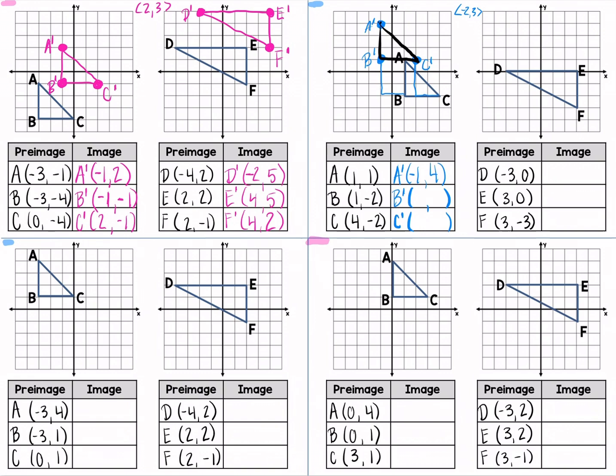B is going to be -1, 1, and then C is going to be 2, 1. Okay? So again, you can add them ahead of time and then graph, or you can do it beforehand. It doesn't matter which one you like to do. It's entirely up to you.